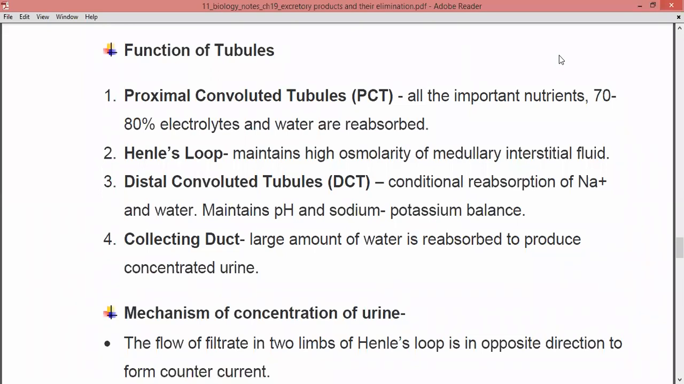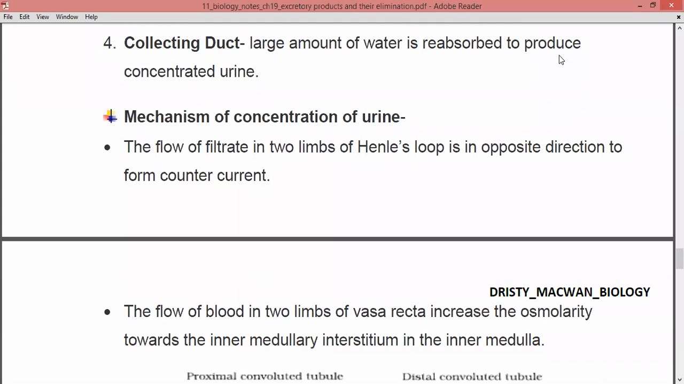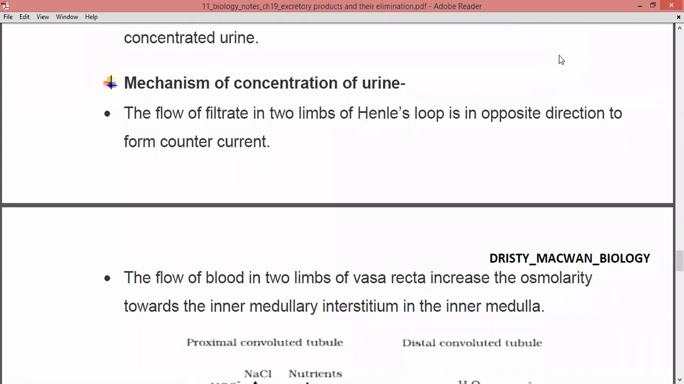Now the next topic is the mechanism of concentration of urine. Here, the flow of filtrate in the two limbs of the loop of Henle is in opposite directions, forming a countercurrent. This mechanism of concentration of urine can also be asked as: explain the countercurrent mechanism. So it is also known as the countercurrent mechanism.